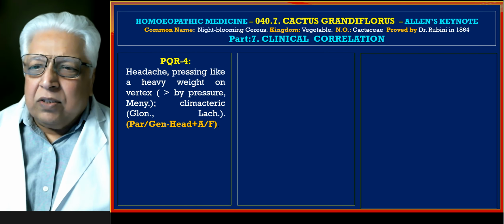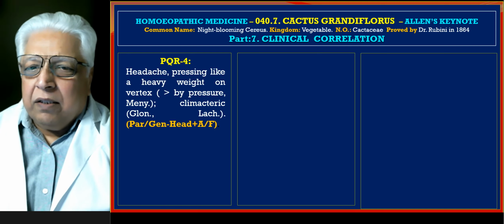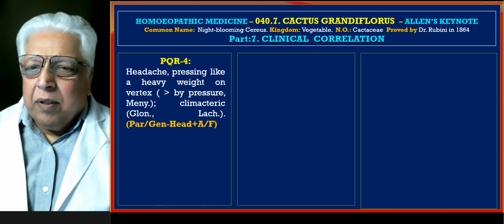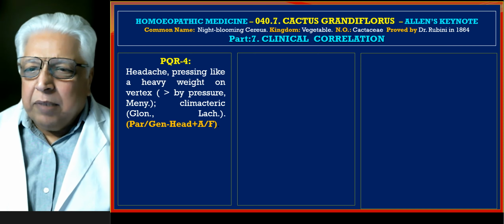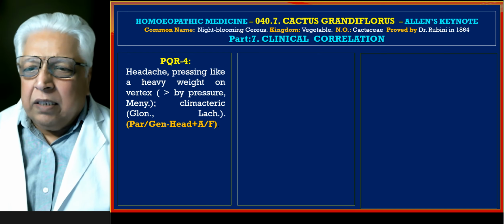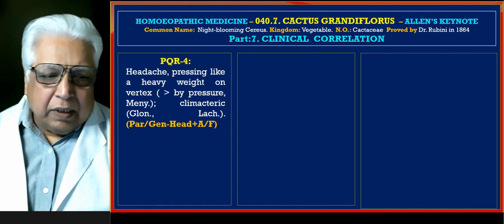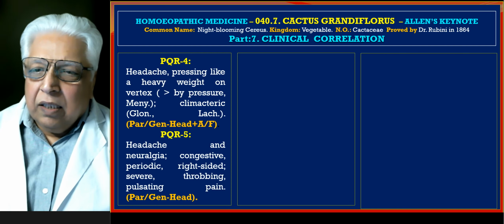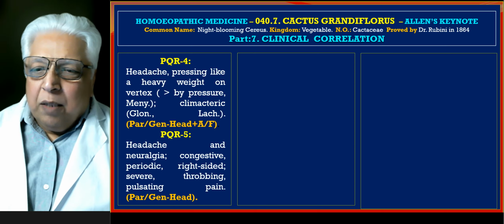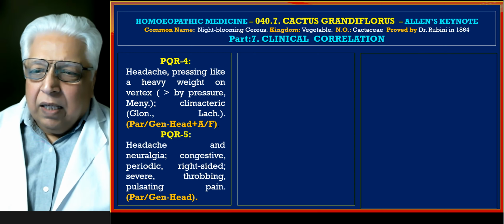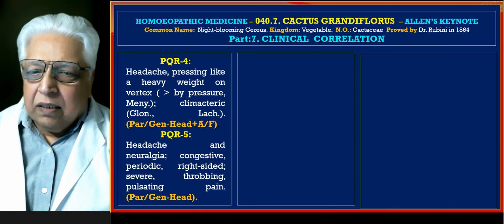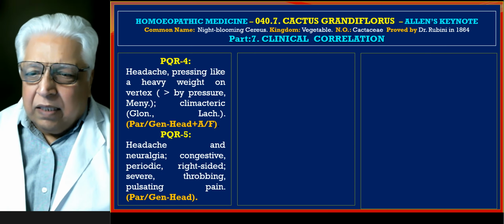PQR4 is telling us about headache, pressing like a heavy weight on vertex. Better by pressure is Menianthus. Climacteric period we have Glonoine and Lachesis. So let us see what it tells us about. Simultaneously we will take over PQR5 also, headache and neuralgia, congestive, periodic, right-sided, severe throbbing, pulsating pains.